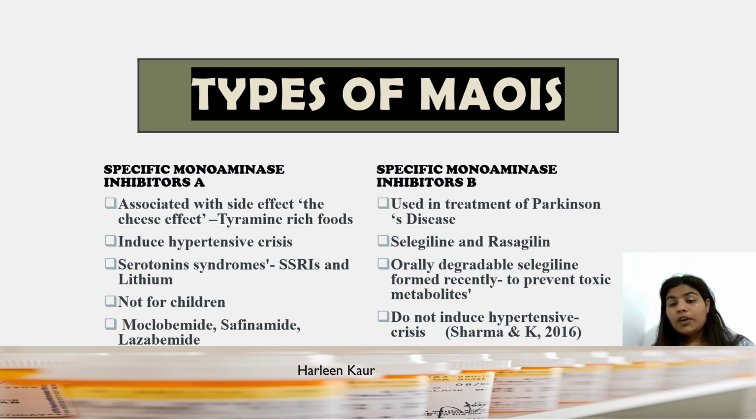And the most important thing is that it does not induce hypertensive crisis. So specific monoamine inhibitors B do not cause hypertensive crisis. Patients taking these kinds of medications can have tyramine-rich foods, which is not the same with the previous one.